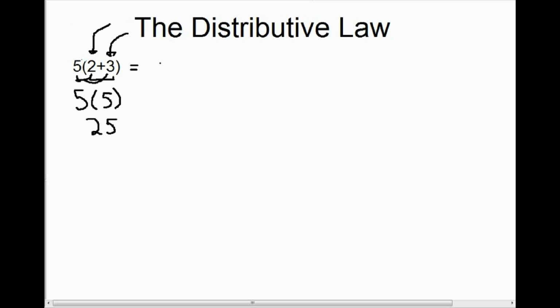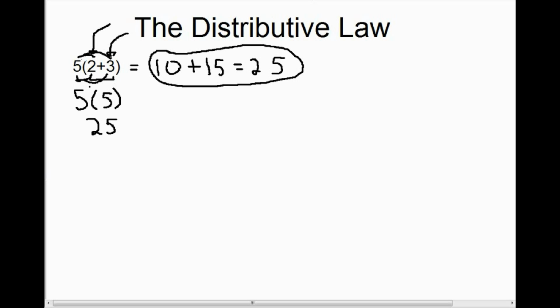So if we wanted to, we could skip what's inside the brackets and just multiply 5 times everything inside the brackets. 5 times 2 is 10. 5 times positive 3, or plus 3, is plus 15. And when we add 10 plus 15, we still get 25. So we can see that whether we multiply 5 by everything inside of the brackets and then simplify, or solve what's inside the brackets and then multiply, we do end up getting the same answer. So you might ask yourself, well, why bother? Why not just do it this way? In the next example, we're going to see why we bother with that.